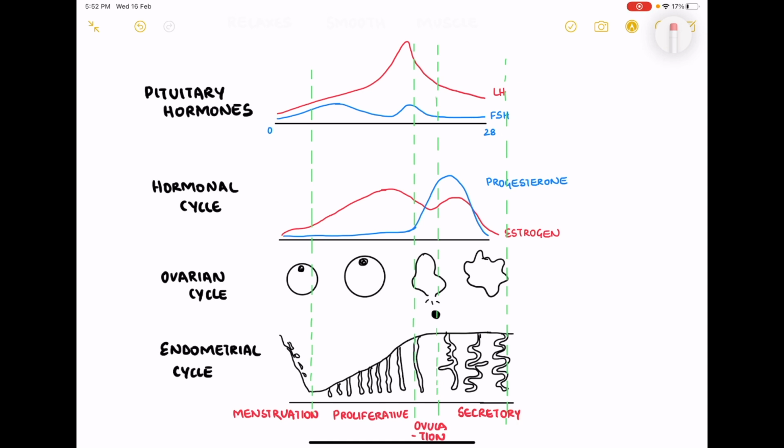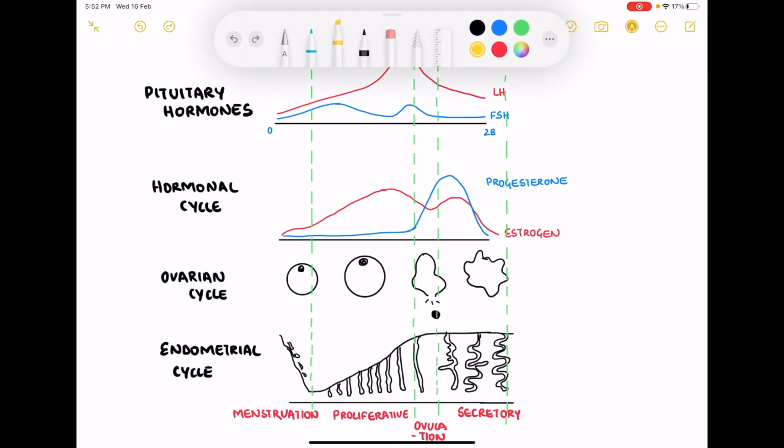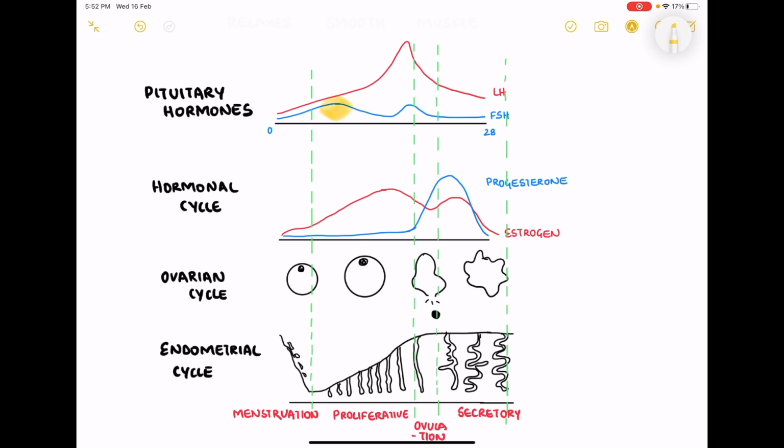We're seeing that FSH initially has a small peak around the 9th day, and it has a post-ovulatory peak again. LH goes on increasing throughout the cycle, starting from day 1 or day 0 of the cycle, and there is an LH surge or peak which is followed by ovulation in the ovarian cycle. And then it goes on decreasing.